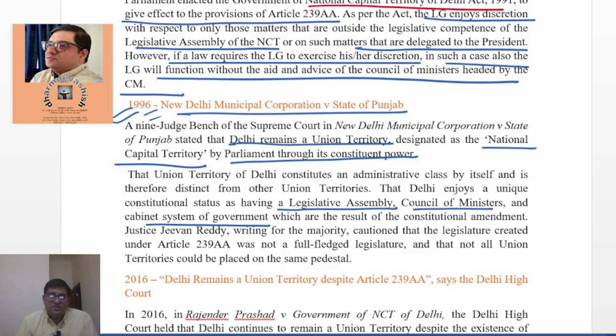However, Justice Jeevan Reddy, who was writing the majority judgment, sounded a note of caution and said that the legislature which is the creation of Article 239AA is not like the legislature of a state. And at the same time, every other union territory cannot be placed on an equal footing with the status of Delhi. So this was all in the year 1996.